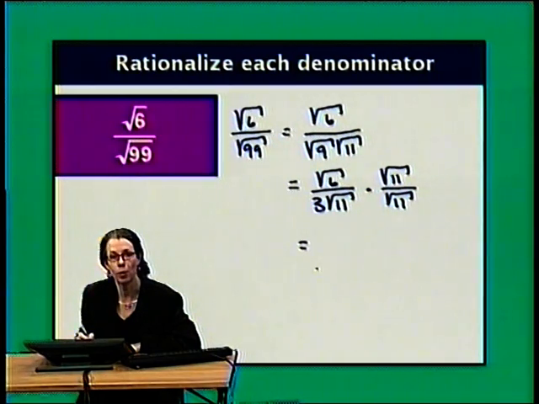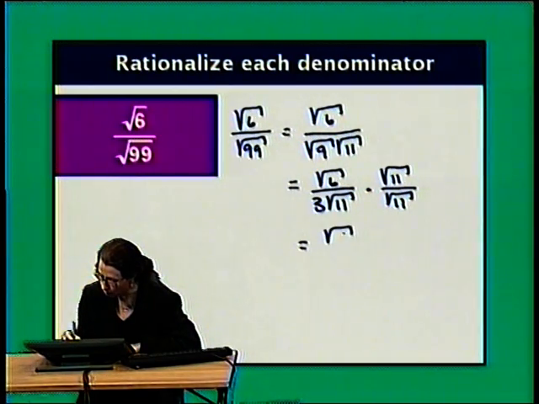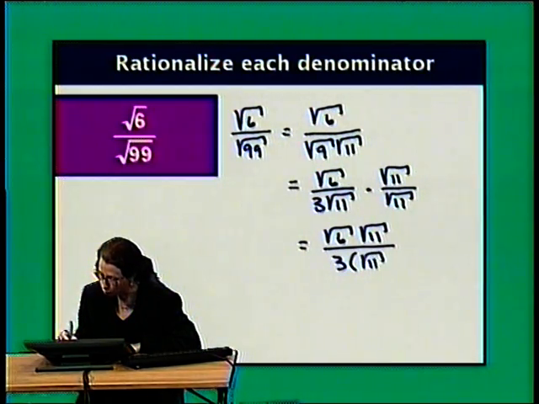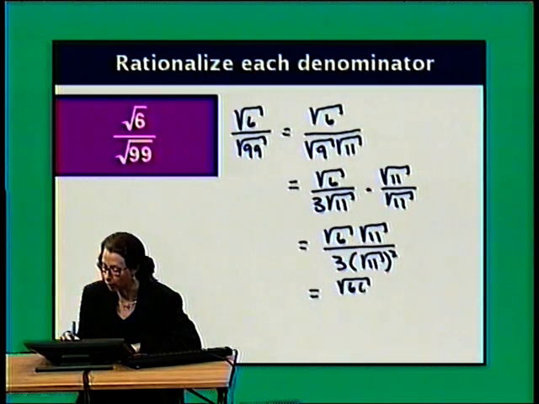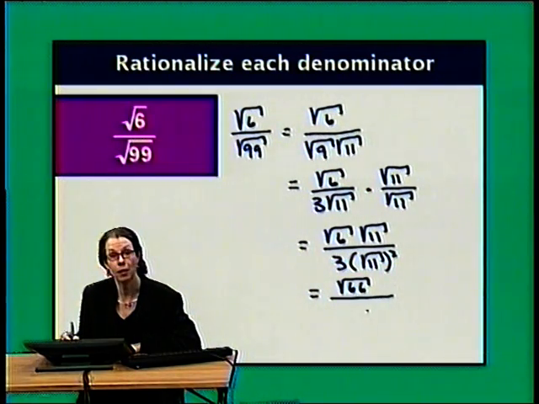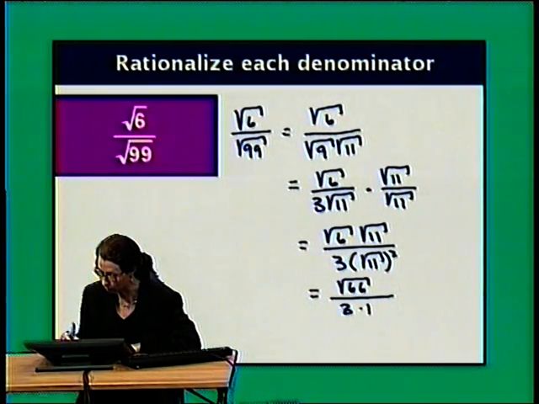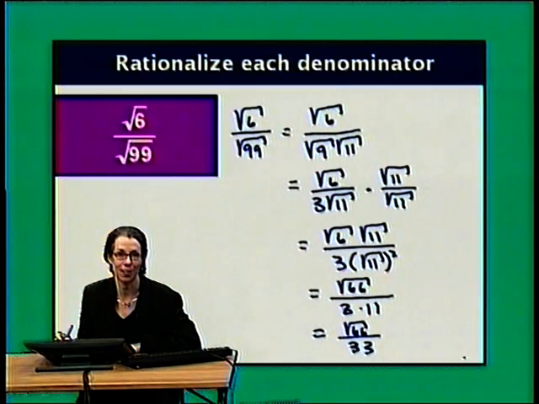So in the numerator, I have the square root of 6 times the square root of 11, and in the denominator, I have 3 times 2 factors of the square root of 11. In the numerator, radical 6 times radical 11 is the same thing as radical 66. That's the product rule of square roots again. And in the denominator, I have 3 times 11, so I end up with radical 66 over 33.